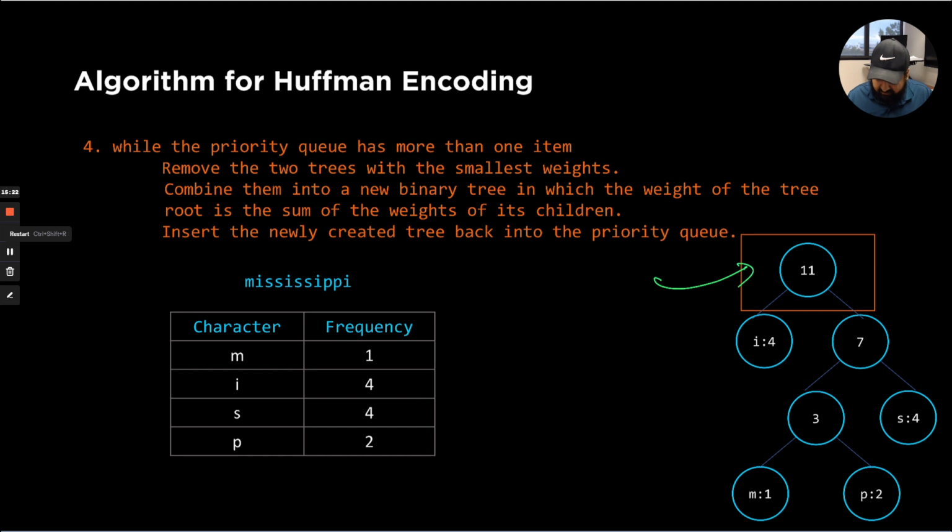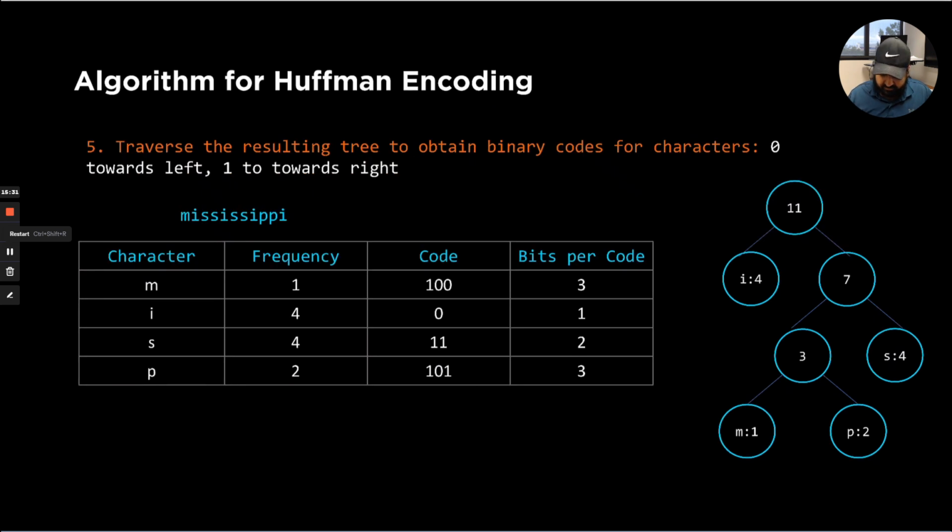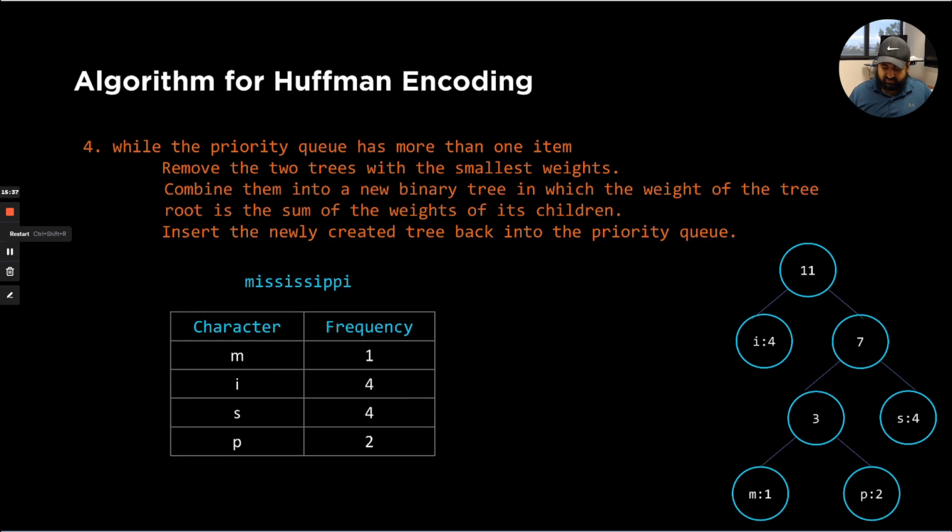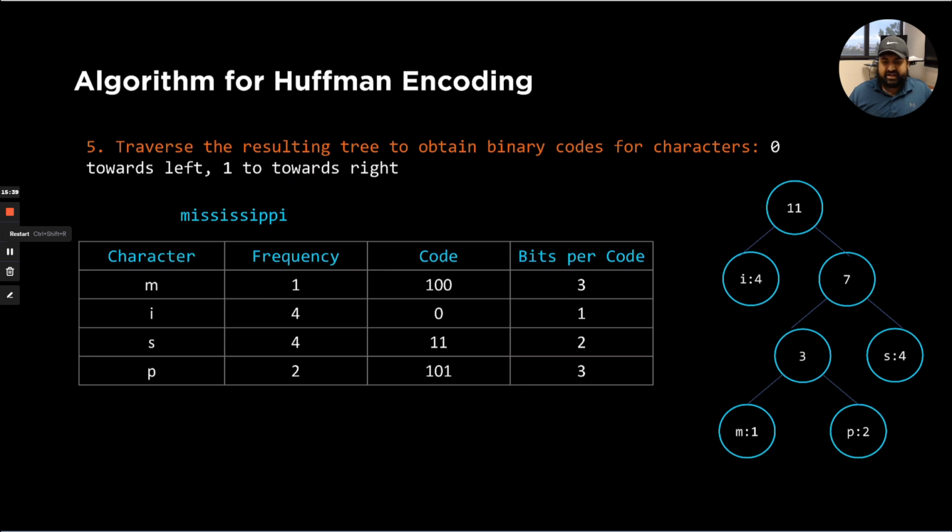So then we push that back, and since it has only one item left, we just end the algorithm right there. So now the key idea is, how do we generate the codes from this Huffman tree? So this is the Huffman tree. The idea behind generating codes is, you start from the root node, and whenever you go left, you add a 0. Whenever you go right, you add a 1.